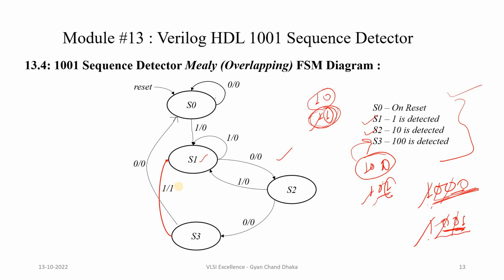And if our next state is S1, that means 1 is detected. That means if there is again 0 0 1 detected, this 1 will be part of both sequences. So this is nothing but an overlapping case. So guys, this is how the state diagram of Mealy FSM with overlapping concept looks like for 1001 sequence detector. I hope this is clear.